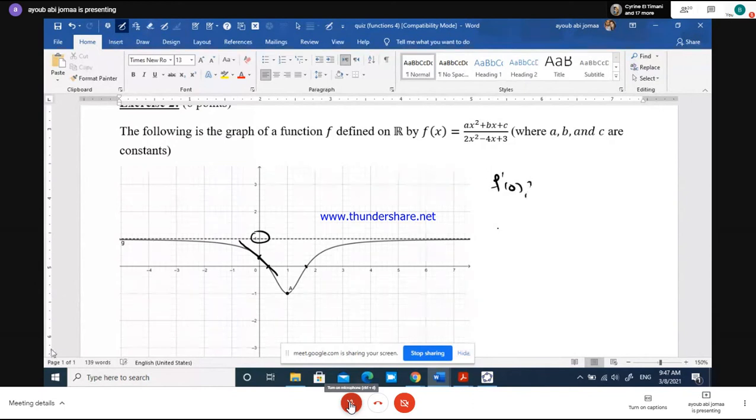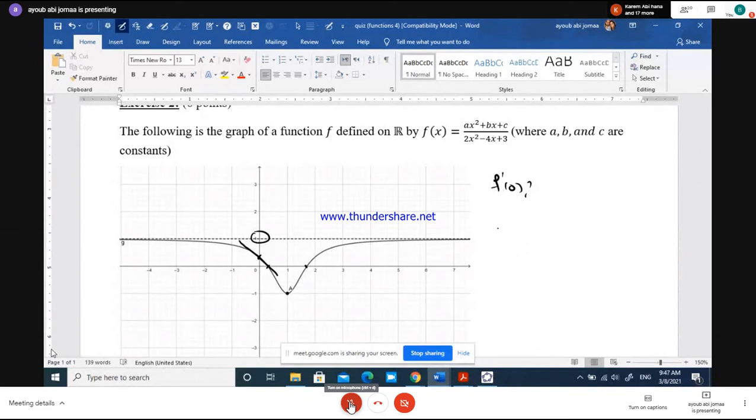You are saying that this line will be a tangent. It will not be tangent. It's a horizontal asymptote. Possibly it doesn't intersect the curve, and here in this exercise it doesn't intersect the curve. And if it is tangent to the curve, at which point?